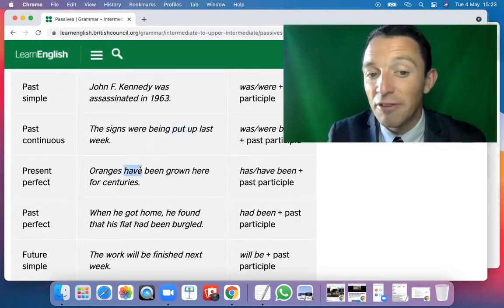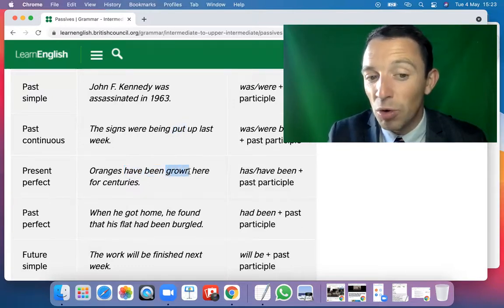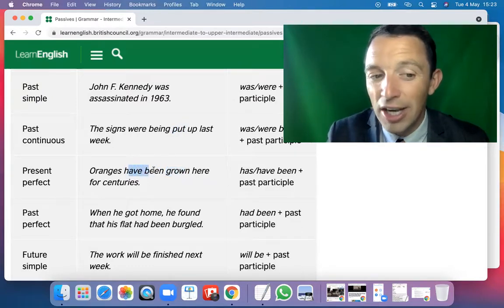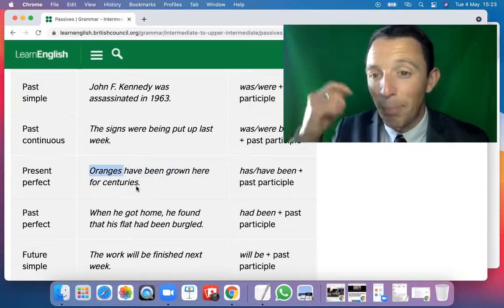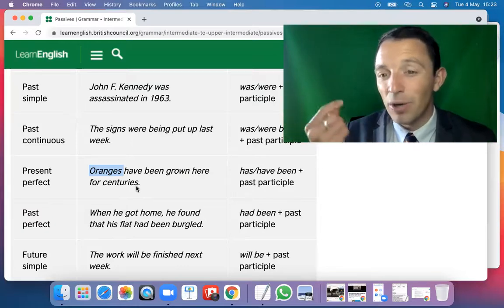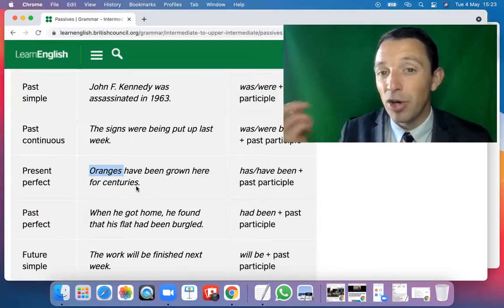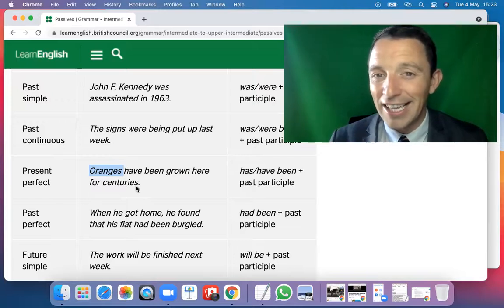The next possibility is the present perfect. So here you can see the verb to be, have been, and then the participle grown. Again, it's another difficult structure, but this is the present perfect of the passive. So oranges have been grown here for centuries by farmers, by people, by the citizens, but it's not necessary to say by who. Here's a very good example of the present perfect in the passive.